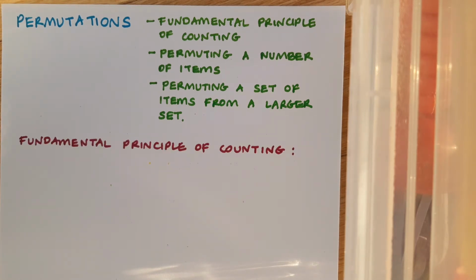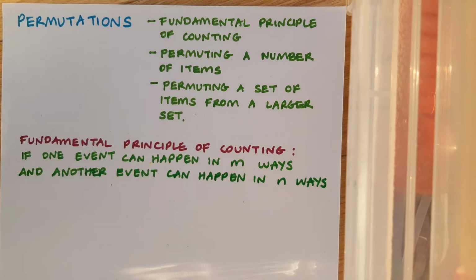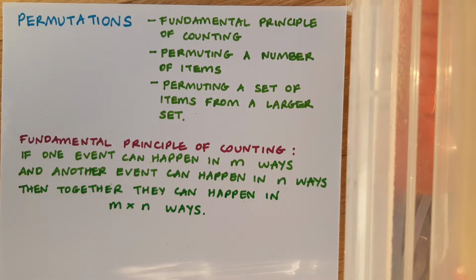The fundamental principle of counting is a complicated sounding name for quite a simple idea. It's the idea that if one event can happen in m ways, m just representing the number of ways in which it can happen, and another event can happen in n ways, again n just being the number of ways in which this other event can happen, then together they can happen in m times n ways. This statement just covers two events, but this is extendable to any amount of events that you'd like.